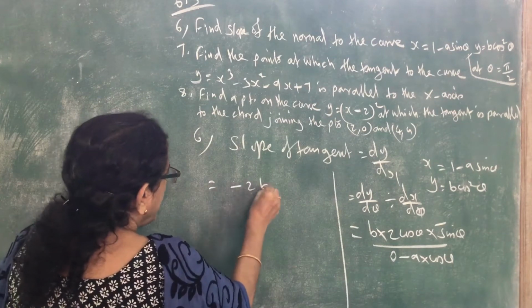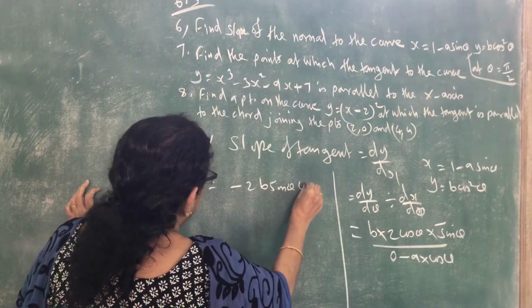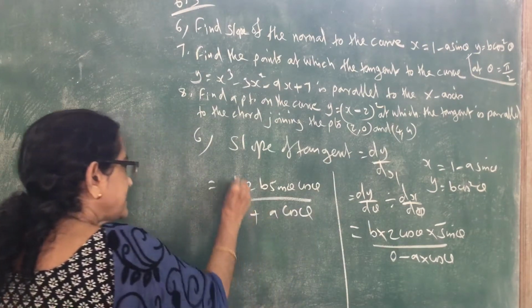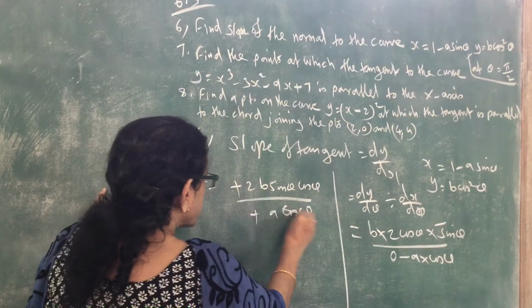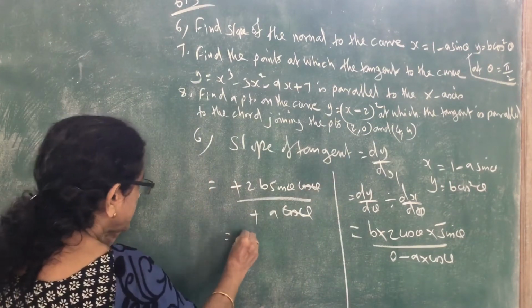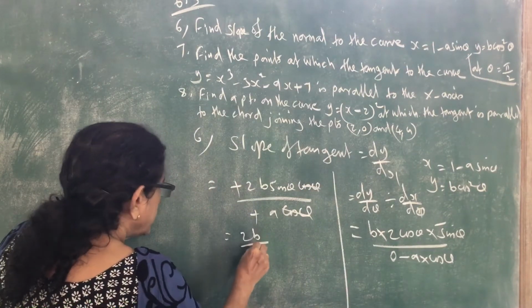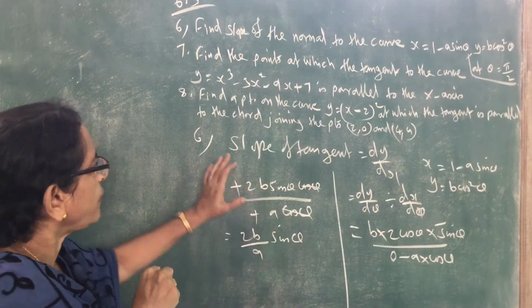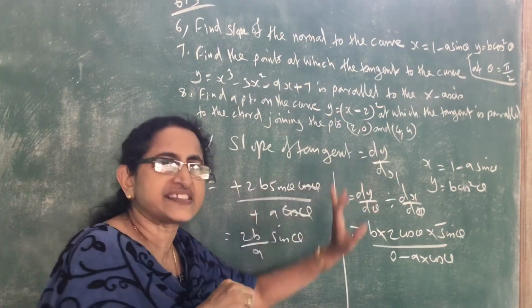That is equal to minus 2b sin theta cos theta divided by minus a cos theta. So minus is cancelled and cos theta is cancelled. So that is 2b by a sin theta. This is the slope of the tangent, that is dy by dx.